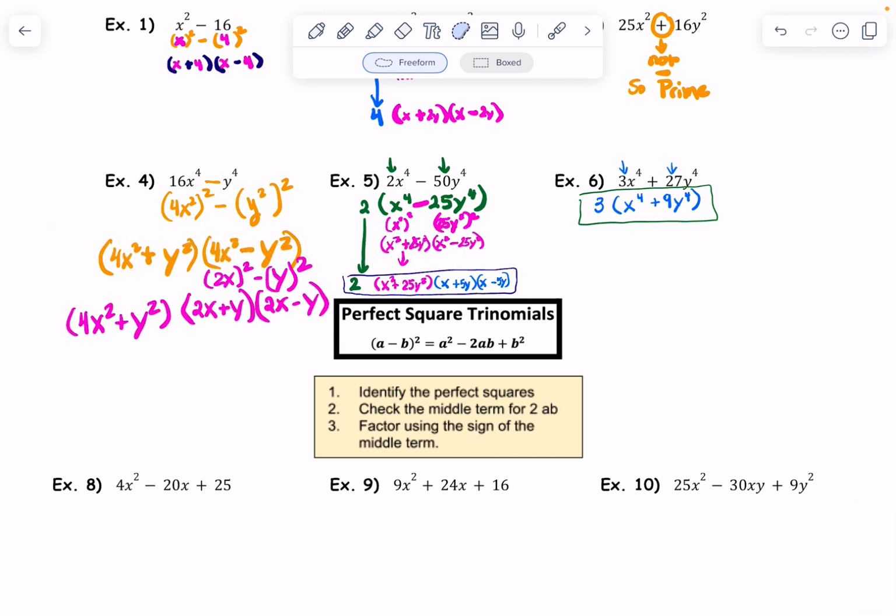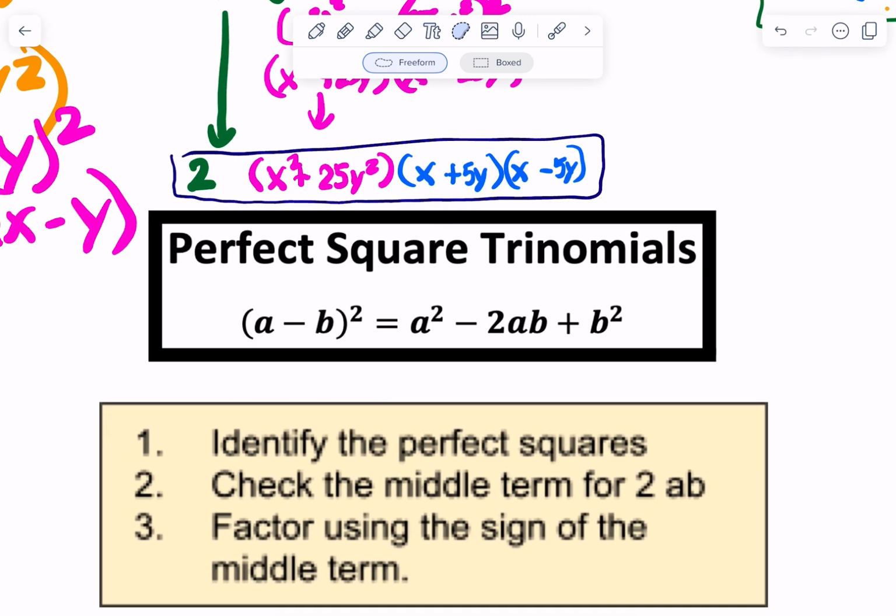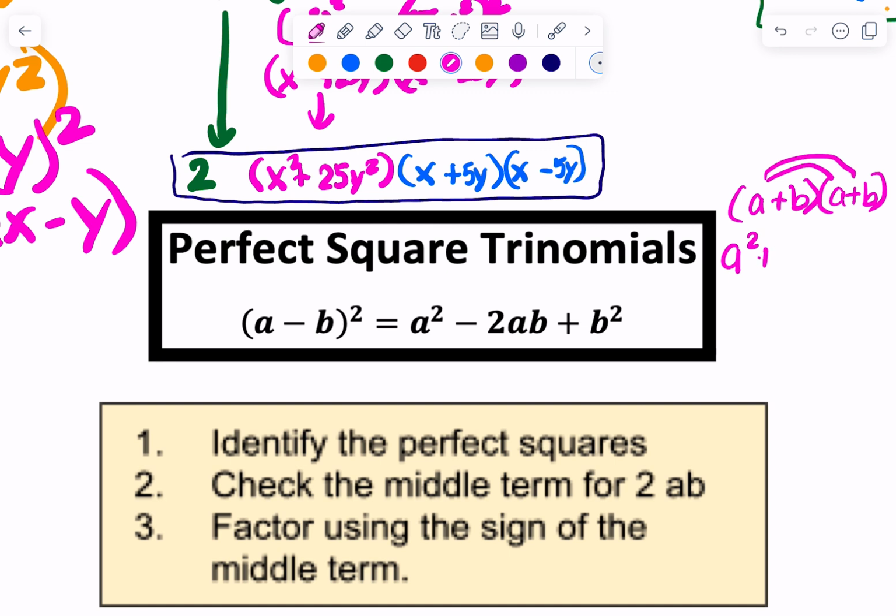Okay, so let's talk about what would happen if I had 2 of the same binomials multiplying. So if I was looking at a plus b times a plus b, now you can see how those are the same. If I multiplied this out, it would be a squared plus ab plus ab, and then plus b squared. Well, this is actually a squared plus 2 of these, because they're the exact same, plus b squared. So you can see how the middle term is there.